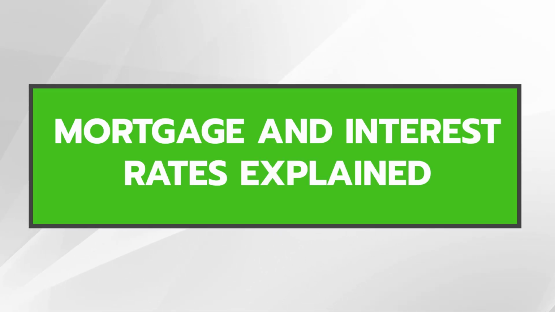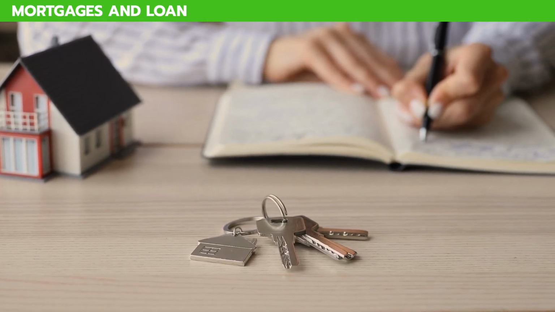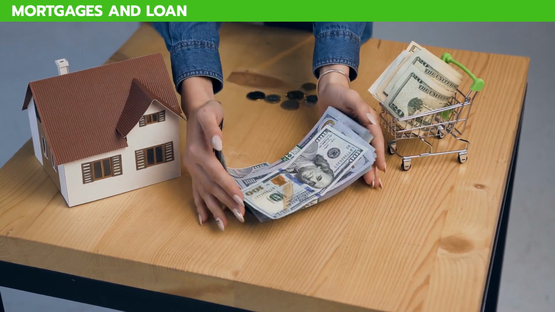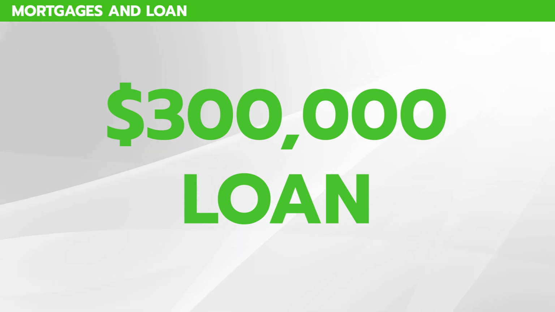I'm Kim, and we're going to talk about exactly how your interest rate affects your loan and what it means to your bottom line and monthly payments. Let's look at an example. If you were going to buy a house priced at $320,000 and you were going to put in a down payment of $20,000, then you would need a $300,000 loan.